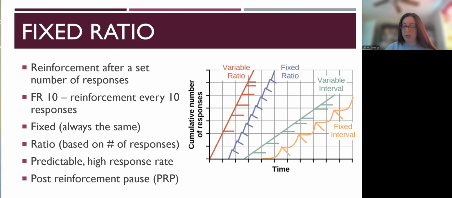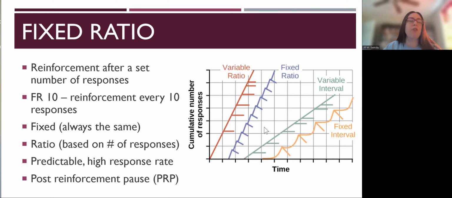Reinforcement in fixed ratio schedules is administered after a set number of responses. So, in a fixed ratio or an FR10 schedule, the kid will earn candy after answering 10 times. It will always require 10 correct answers before the candy is delivered. It's fixed because it's always 10, and it's ratio because it's based on the number of responses. The amount of time doesn't matter. These intermittent schedules of reinforcement tend to yield fairly predictable patterns of behavior.